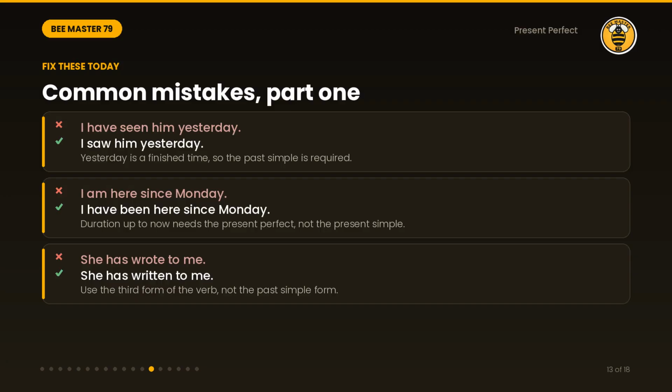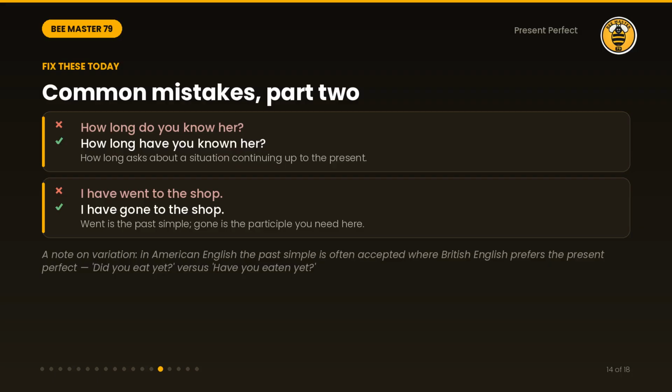Number 3. She has wrote to me. That is the past simple form after has. You need the third form. She has written to me. 2 more. How long do you know her? That should be how long have you known her? How long is asking about a situation that started in the past and continues now, so it takes the present perfect. And finally, I have went to the shop. Went is the past simple. After have you need the participle. I have gone to the shop.